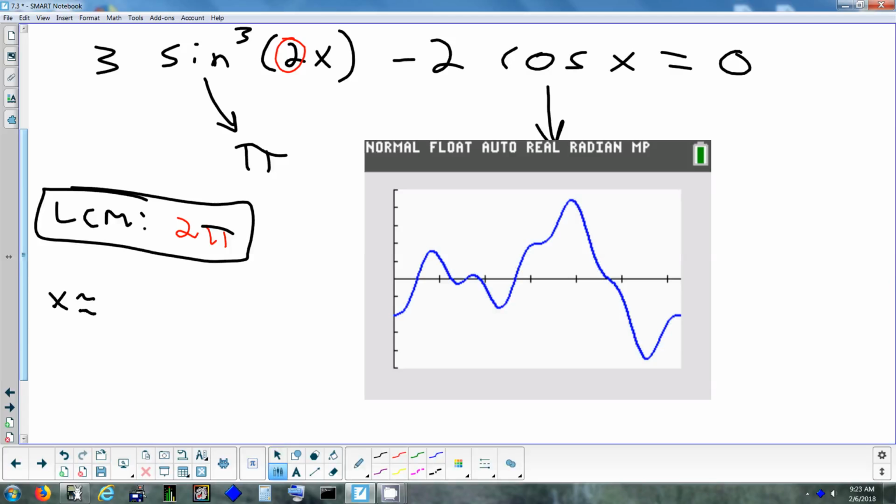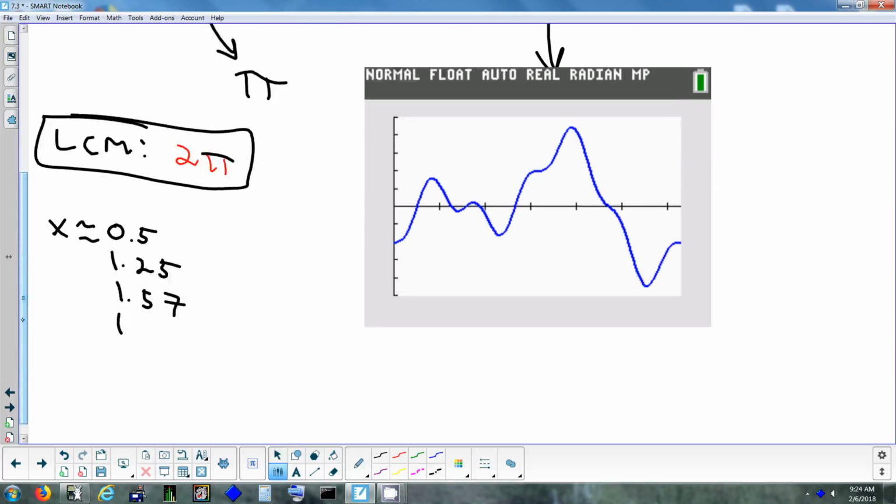Okay, so your solutions are, the first one is 0.5, which looks pretty good, halfway between 0 and 1. The next one is, let's see, 1.25, 1.57, 1.89, 2.65, and 4.71.